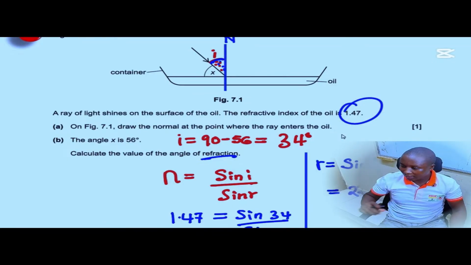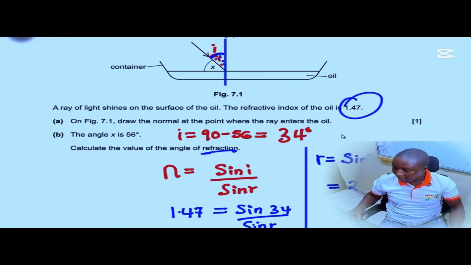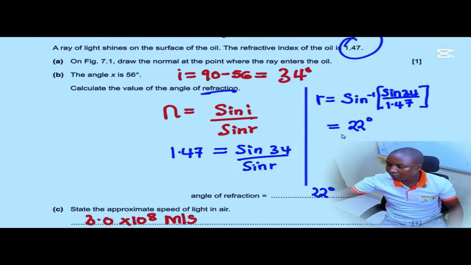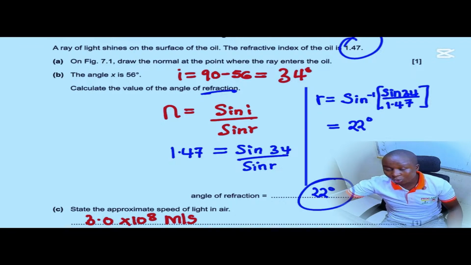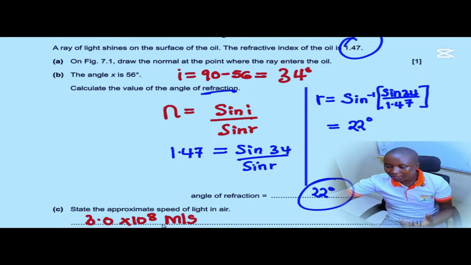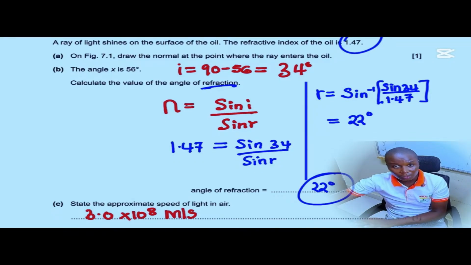Then you are supposed to calculate the angle of refraction when the refractive index is 1.47. To do that, you say n is equal to sine i over sine r. Substituting that, we get an angle of approximately 22 degrees. And the approximate speed at which light moves in air is 3.0 times 10 raised to power 8 meters per second. Don't forget that.